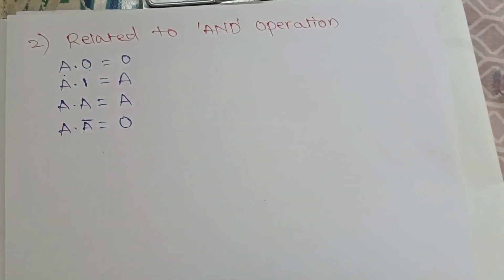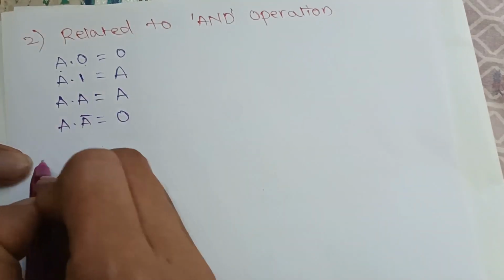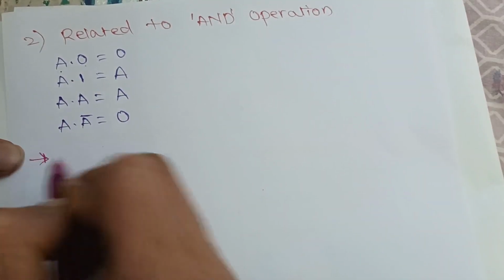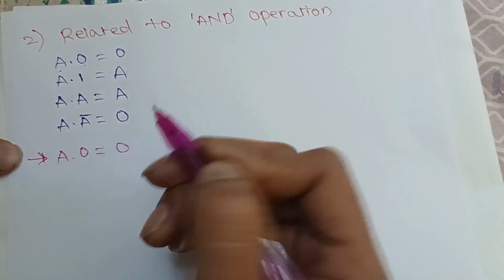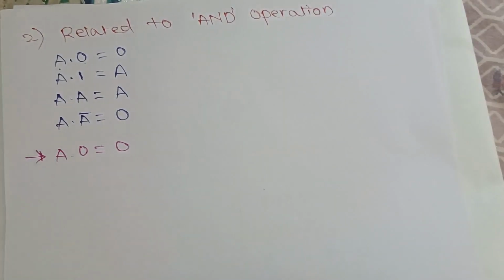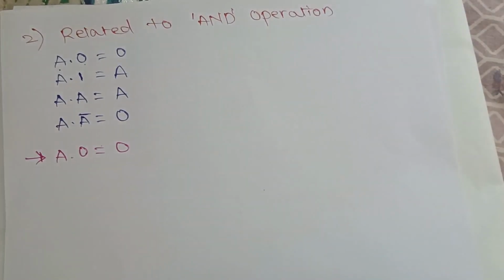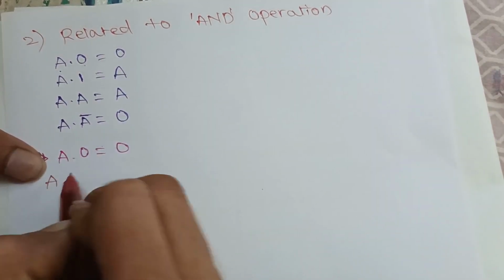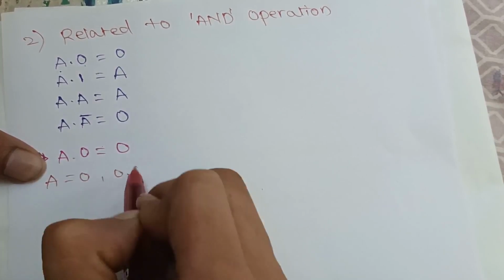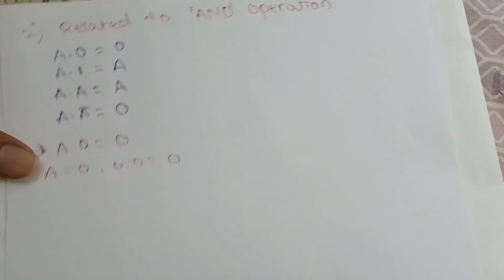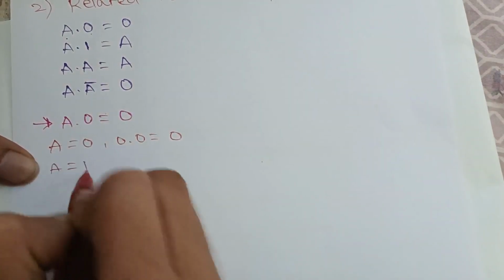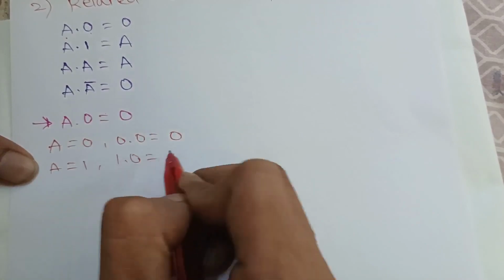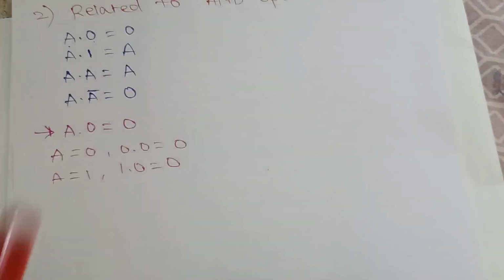The first one is a dot 0. A dot 0 is going to be 0. What this property says is, if you take the AND operation of any variable with 0, the ultimate result we are going to get is 0. So if a equals 0, then 0 dot 0 is going to be 0. Next take a equal to 1, 1 dot 0 is going to be 0. This is what this property says.